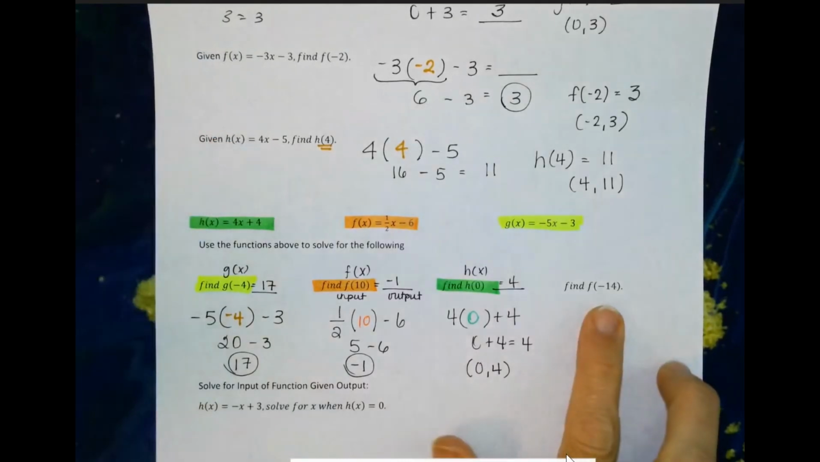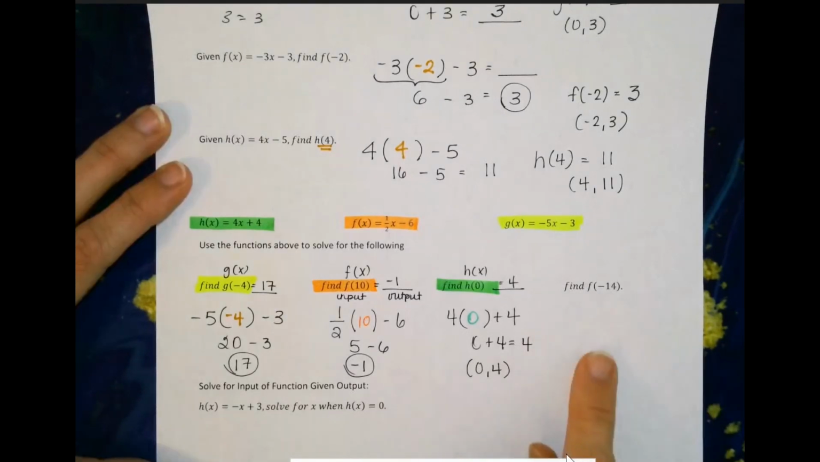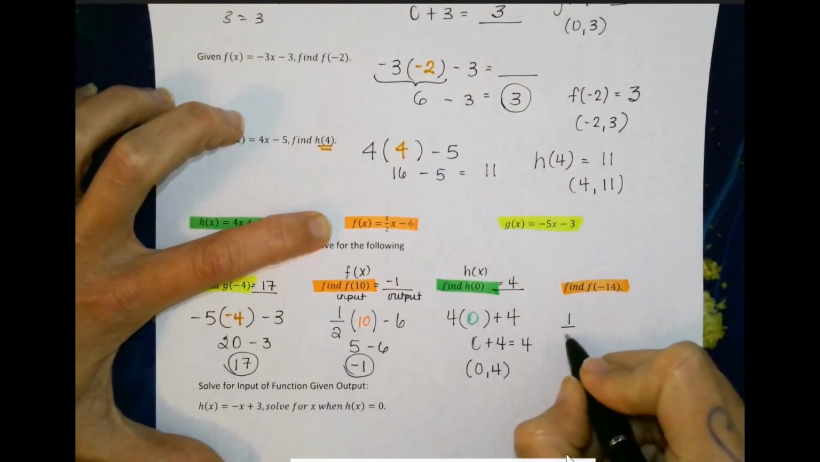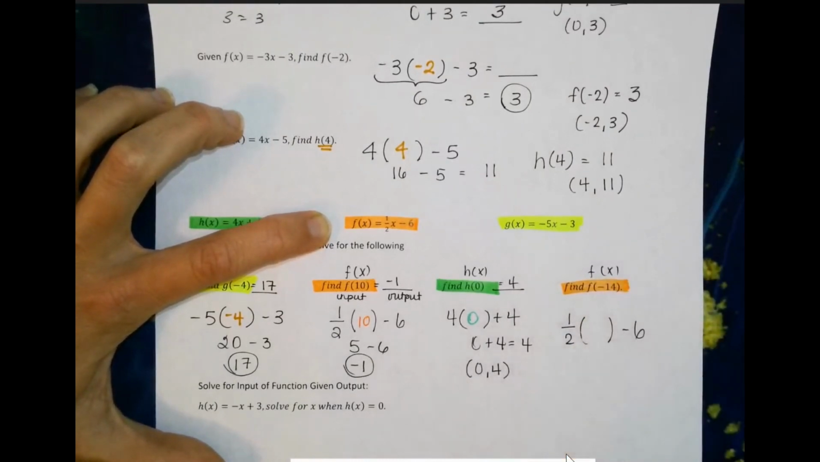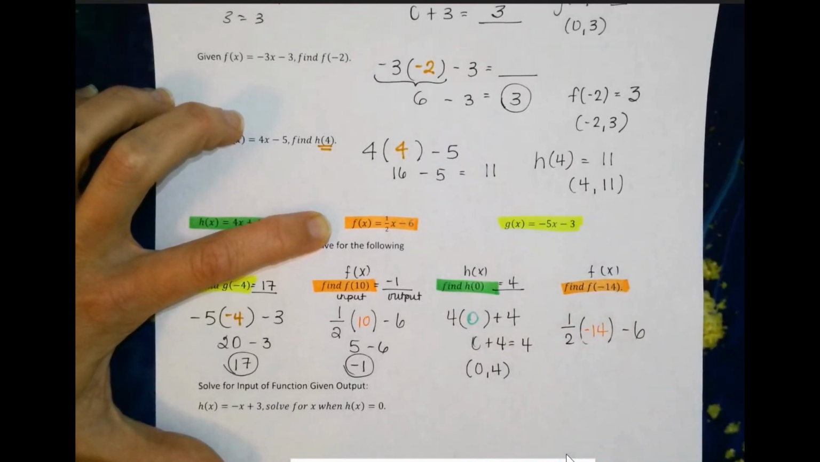Last but not least, for this section, f of negative 14. You solve it. F of negative 14. Pick which function, shove him in there, and give me an output. So we did go to the orange function because that is f, so Frank. It is in the place of x, so we're going to take x out, and we're going to sub in a negative 14. A negative 14. Yeah, mental math.